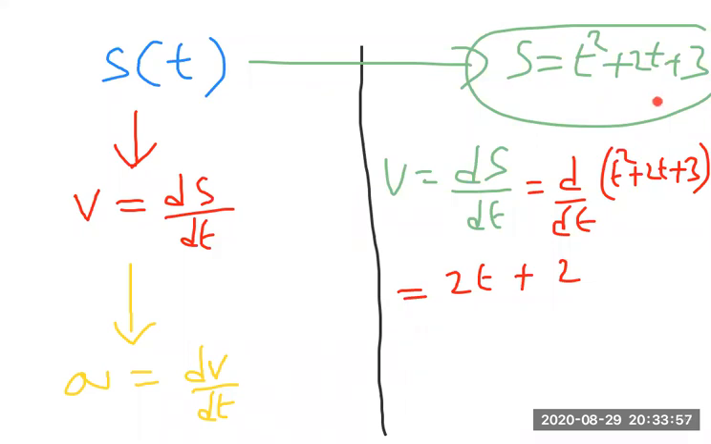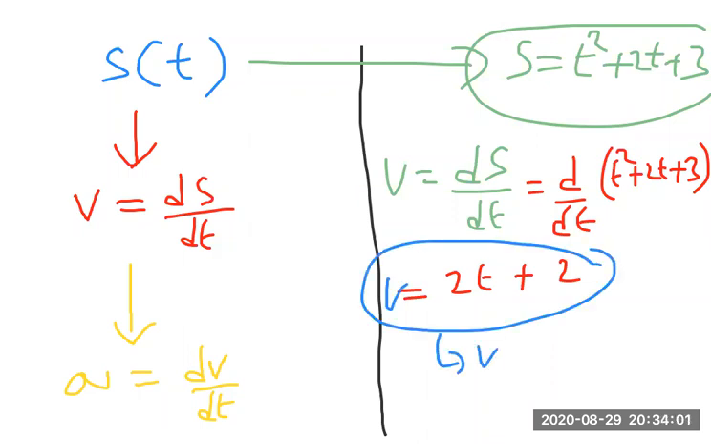Similarly, here, now velocity is given as a function of time. I'm writing v of t, which says that velocity is given as a function of time like this. This is one example I have given. I hope you are clear with these things now.